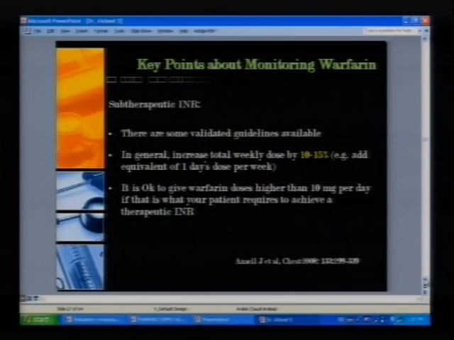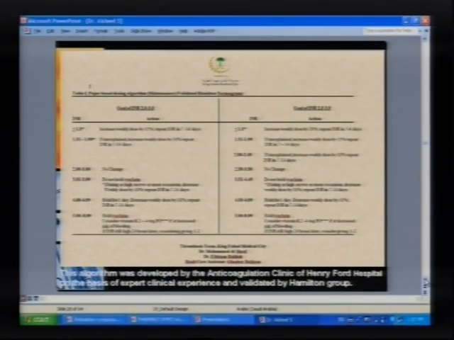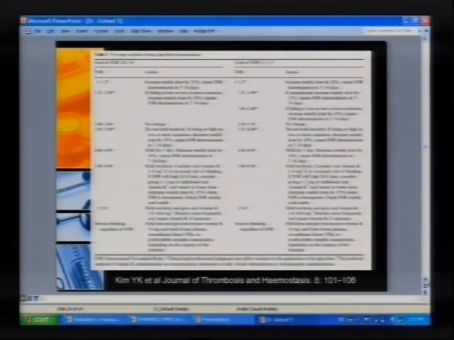For subtherapeutic INR, there are some validated guidelines available, and in general, increase the dose, as has already been mentioned. And this is what we have. We are using a nomogram. This algorithm was developed by the Anticoagulation Clinic of Henry Ford Hospital on the basis of expert clinical opinion, and we have been using this nomogram successfully in our clinic, but we don't have a comparison before and after it. It's the same as the one from Henry Ford.